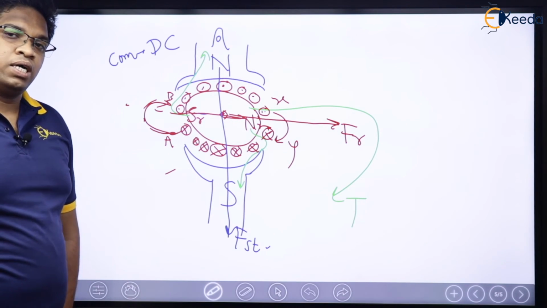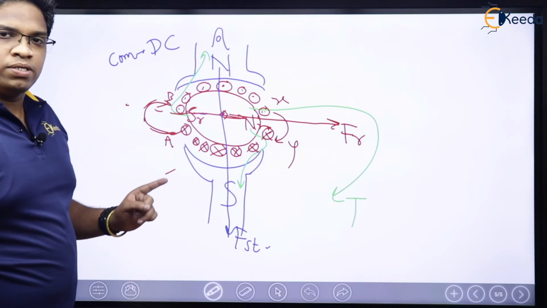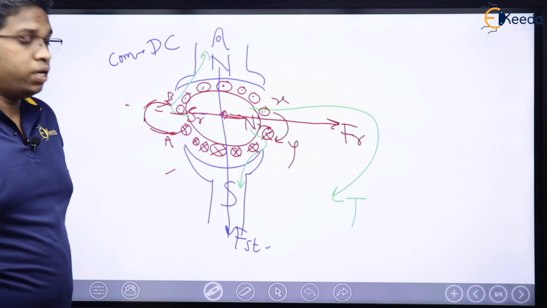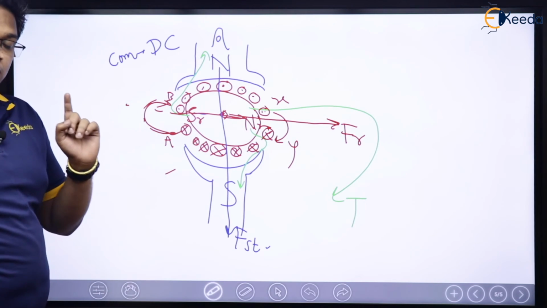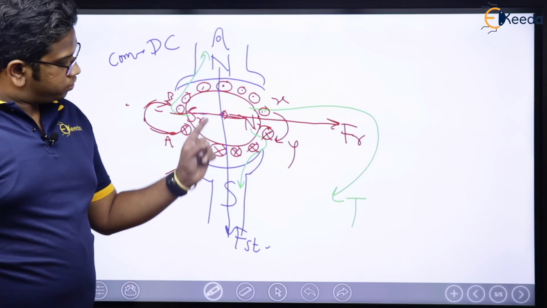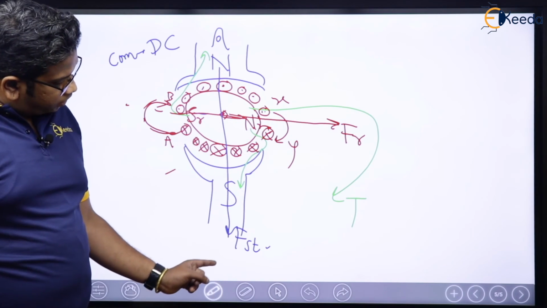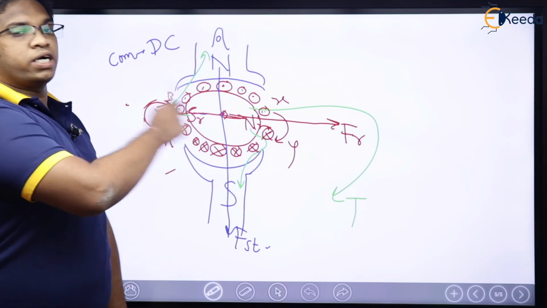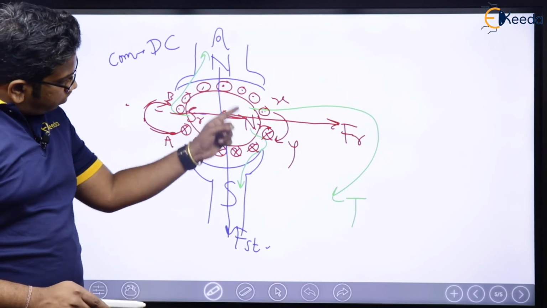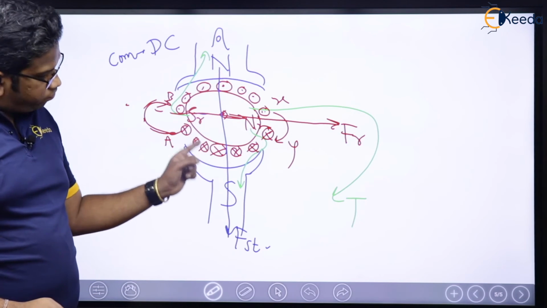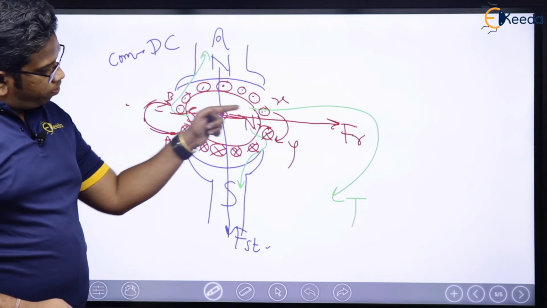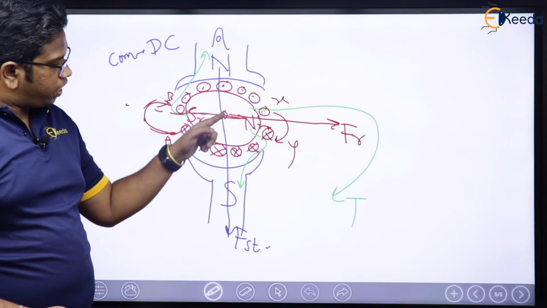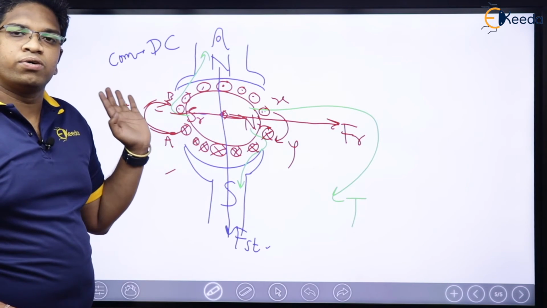Are you getting my point? Now, should this happen, sir? Should this happen? No, this should not happen. Why? Because we have already seen that the stator MMF and rotor MMF have to be stationary with respect to each other. Even if the rotor is rotating, the MMF direction should not change. It should remain stationary with respect to the stator MMF, and their angle has to be non-zero.